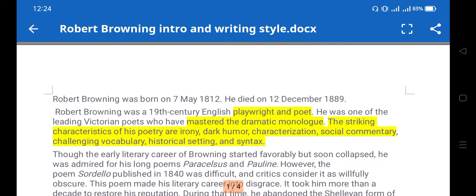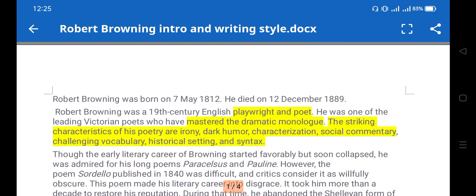Robert Browning was born on 7 May 1812 and died on 12 December 1889. So he was a 19th century English playwright, poet, and one of the leading Victorian poets who mastered the dramatic monologue. Yes, he was best known for dramatic monologue, and we'll discuss his poem My Last Touches, which is a dramatic monologue, right?